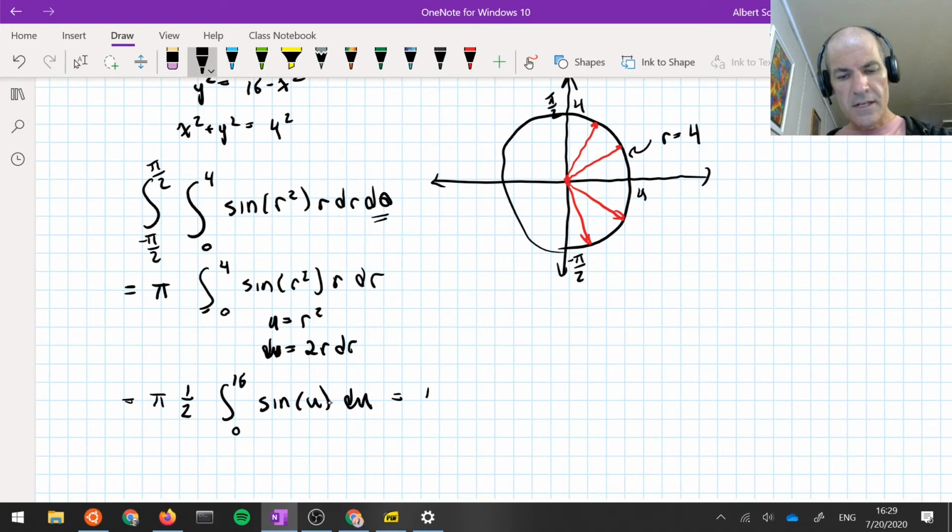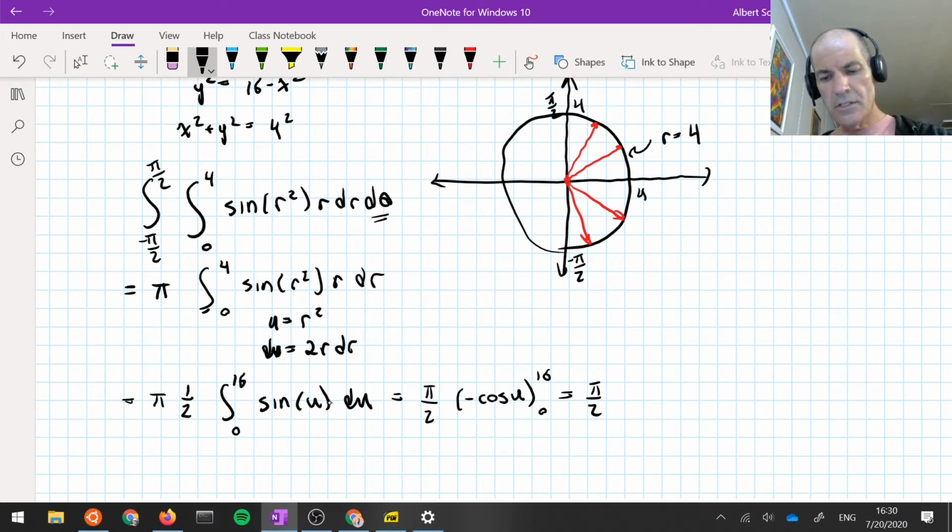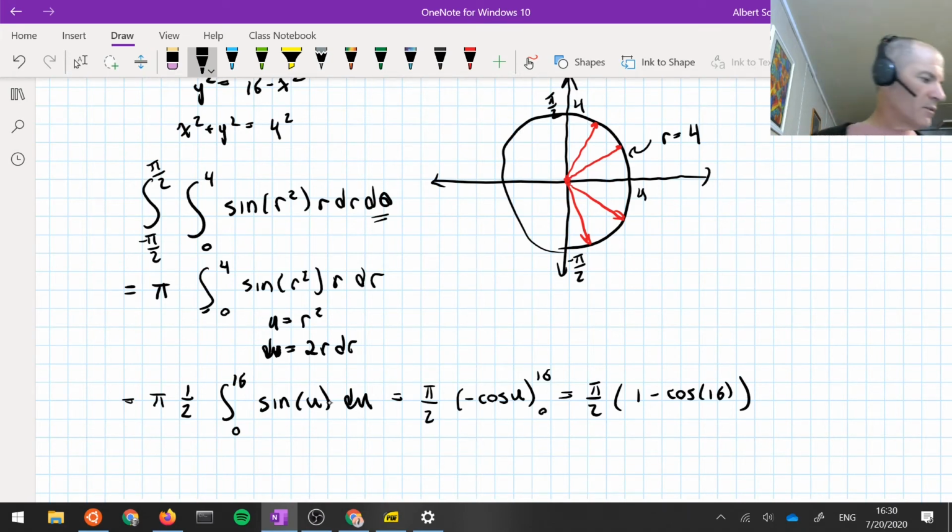Now we're ready to do this integration, pi over 2. Anti-differentiating sine with respect to u is minus cosine of u, evaluated from 0 to 16. This turns out to be pi over 2 times the quantity 1 minus cosine of 16. Let me check my notes, make sure I'm not lying to you. That does look good. Okay, and you could punch that into Sage if you want an actual numerical answer.